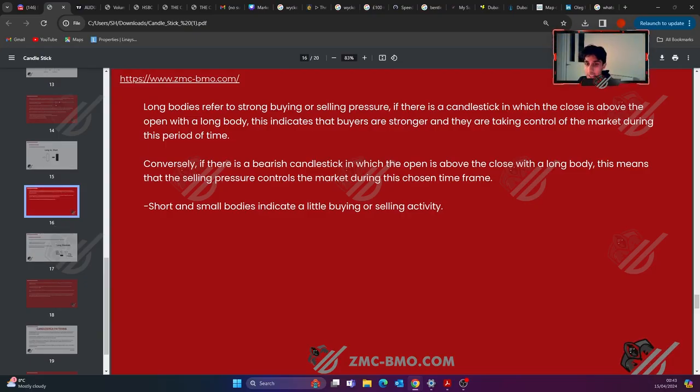Long bodies refer to strong buying or selling pressure. There's a candlestick in which the close is above the open with a long body. This indicates that buyers are stronger and they're taking control of the market during that period of time. Vice versa, if there's a bearish candlestick in which the open is above the close with a long body, this means that the selling pressure controls the market during the chosen time frame.